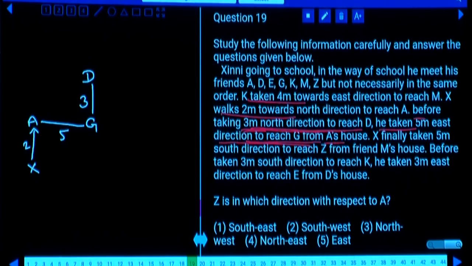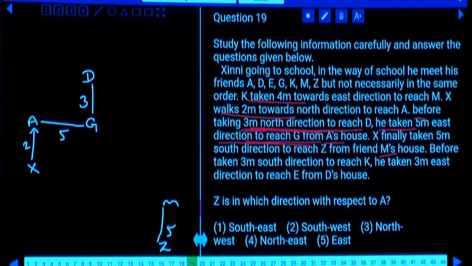Then where is E? Any information regarding this E here? As of now, no information about E. Next one. X finally taken 5 meters south direction to reach Z from M. That means this M is 5 meters south to the right of Z. Z is 5 meters to the south of M.